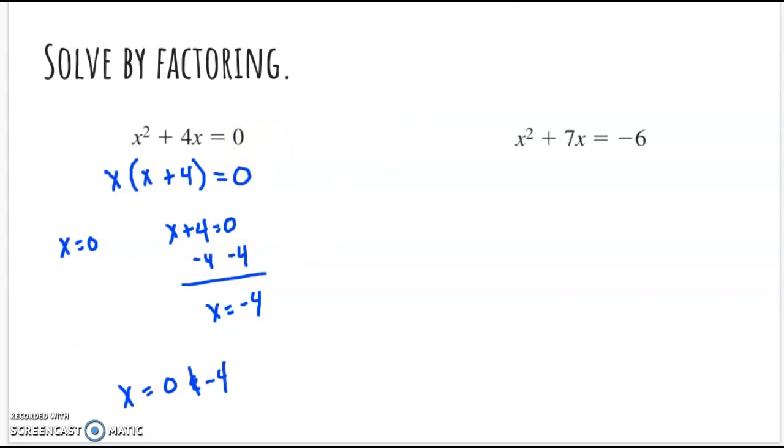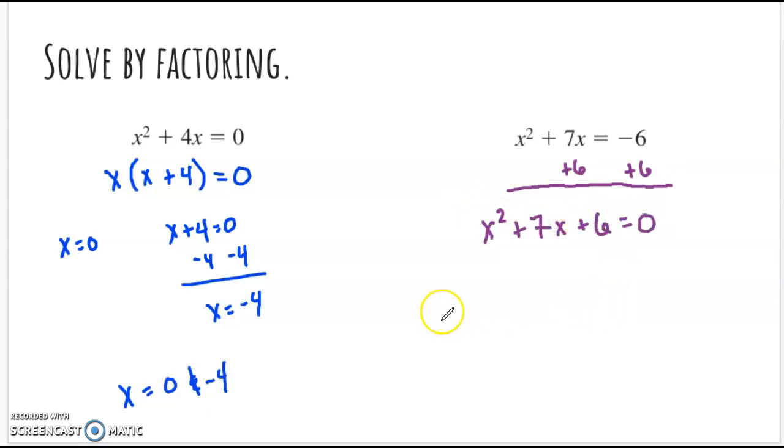Okay, then I can hop over to this next one, give it a try. I've got x squared plus 7x equals negative 6. Again, I have to make sure that my equation is set equal to 0, so it's in standard form. So I'm going to get that 6 over onto the left by doing the opposite, which is adding 6 to both sides of that equal sign. So when I do that, I get x squared plus 7x plus 6 equals 0.